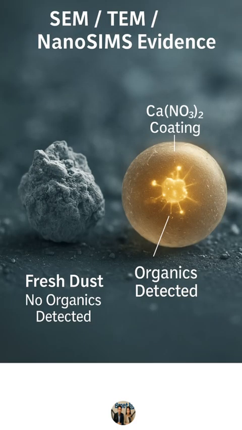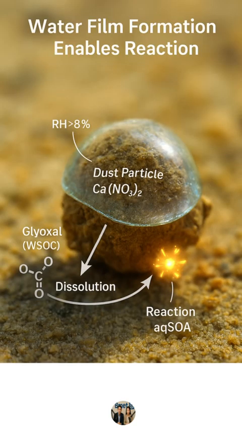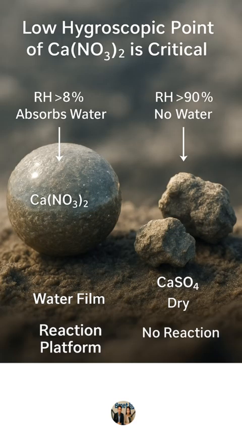They used advanced microscopes, SEM, TEM, and NanoSIMS. And what did they see? Only the aged dust with calcium nitrate coatings showed organic signals. Since calcium nitrate starts absorbing water at humidities above just 80%, which is almost always in the atmosphere, it creates the perfect watery film for molecules like glyoxal to dissolve and react. Just 80%, that's incredibly low.